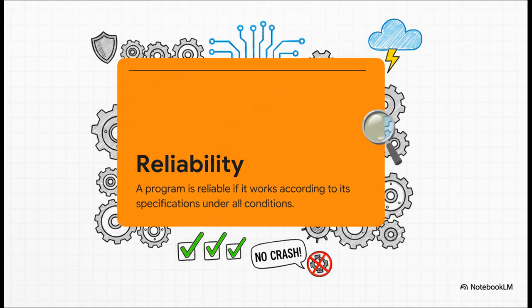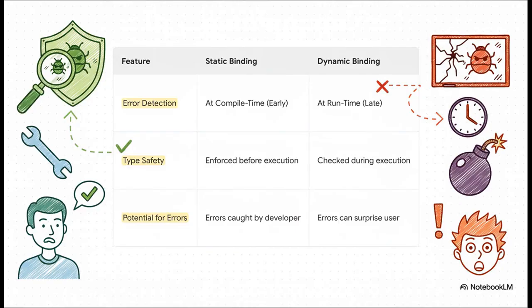Well, our source defines it pretty clearly. It means the program does exactly what it's supposed to do according to its design under all conditions. No surprises, no weird crashes, no unexpected behavior. It just works every single time. And this table just lays it all out plain and simple. Look at the key difference.